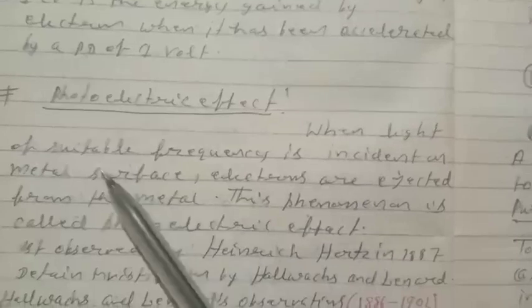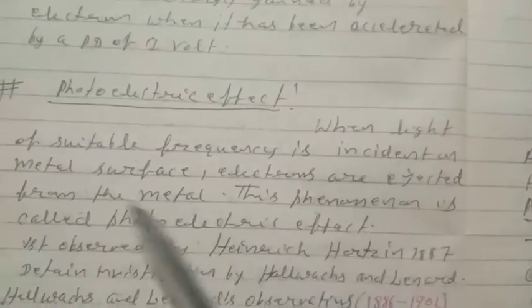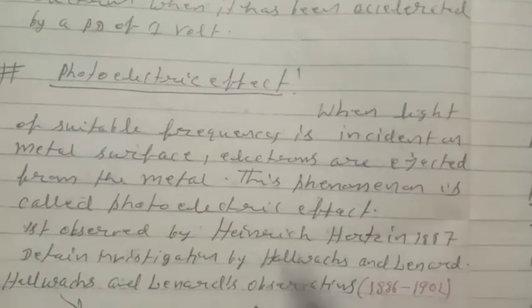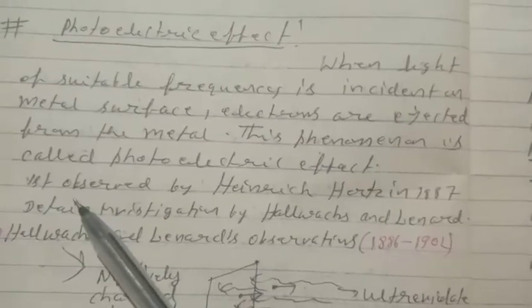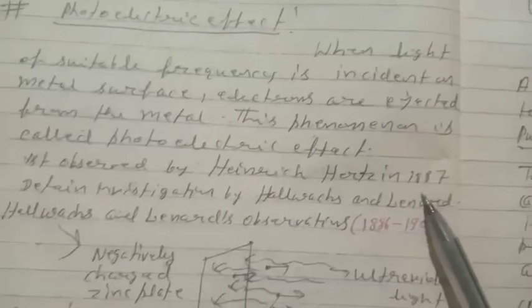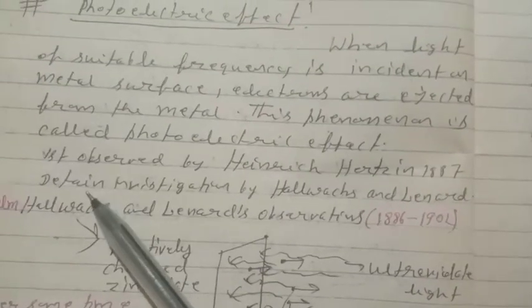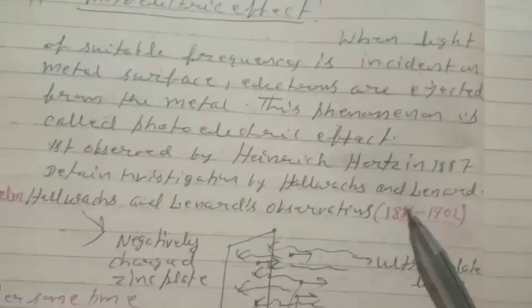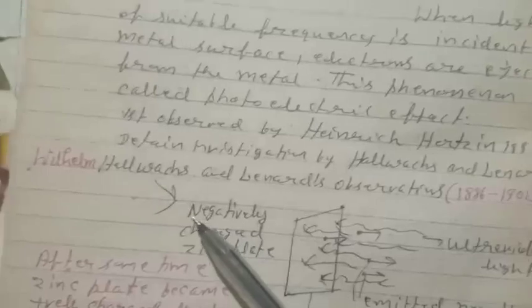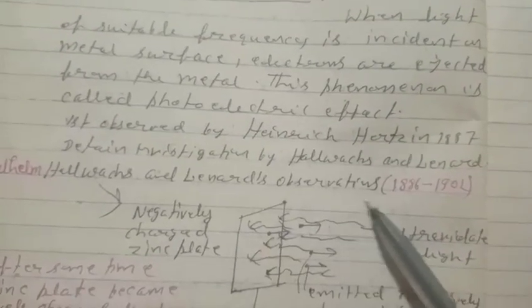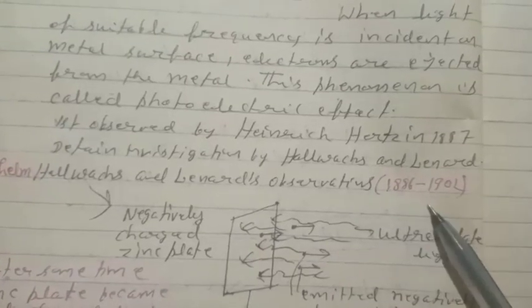Photoelectric effect. When light of suitable frequency is incident on a metal surface, electrons are ejected from the metal. This phenomenon is called the photoelectric effect. First observed by Heinrich Hertz in 1887. Detailed investigation by Hallwachs and Lenard. Wilhelm Hallwachs and Lenard observations, 1886 and 1902.